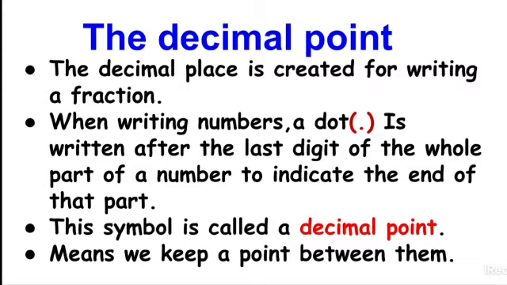Now we are going to see the decimal point. The decimal point is created for writing a fraction. When writing numbers, a dot is written after the last digit of the whole part of a number to indicate the end of that part. This symbol is called a decimal point. It means we have to keep a point between them.